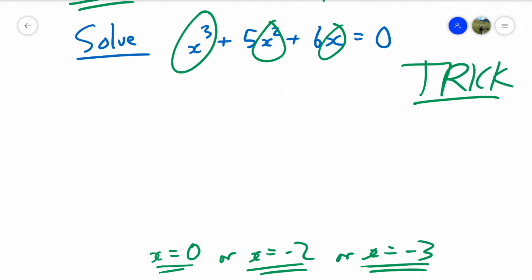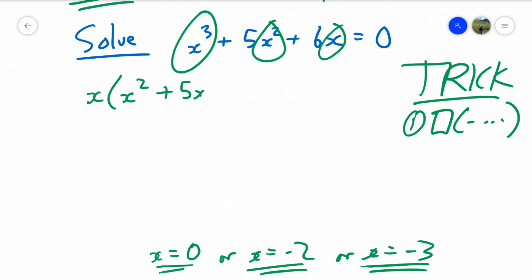Let's see if the trick works. Which means I have to try and factorize. And the first thing I do when I try and factorize is I try and take something out. Is there something I take out? Yes, there is. I can take out the x. X squared plus 5x plus 6. Is there something else I can take out? No, there isn't.